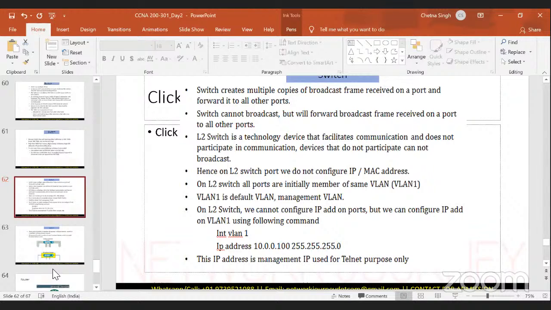Okay, so as of now, just try to see that VLAN 1 is the default VLAN inside a switch. All the ports are a member of VLAN 1. All ports of your switch are by default a member of VLAN 1. We'll be talking about VLAN, how to configure a VLAN, tomorrow's class. We'll see that tomorrow.